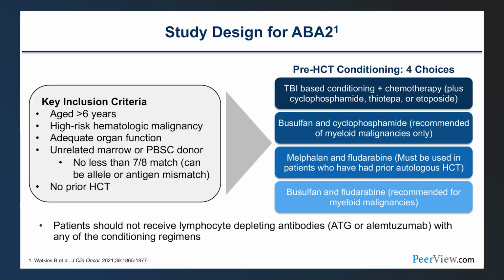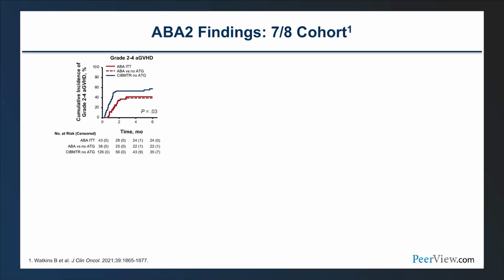This was the study design. It was sort of a standard study, age 6 and over. They all had ablative conditioning regimens for patients with malignancies. Here are the key efficacy results. So in this slide build, ABA2 will be in red. The CIBMTR CNI methotrexate, no ATG is in blue.